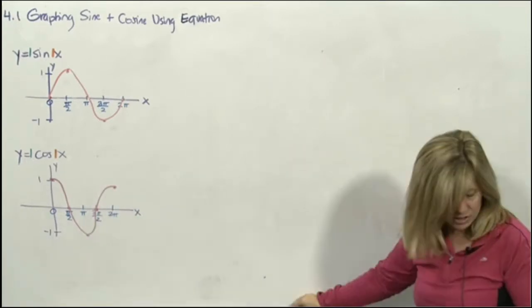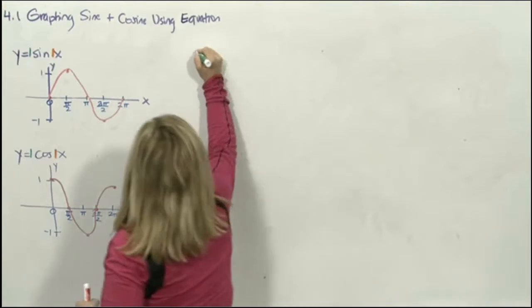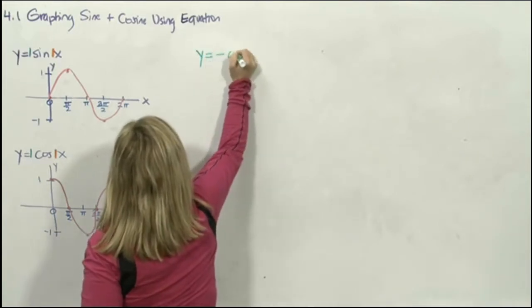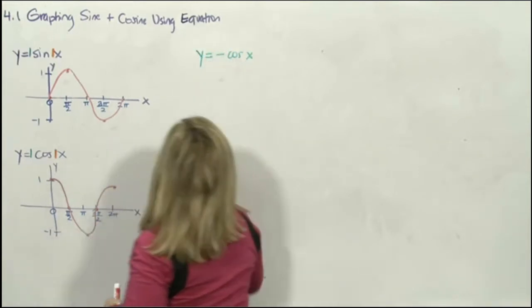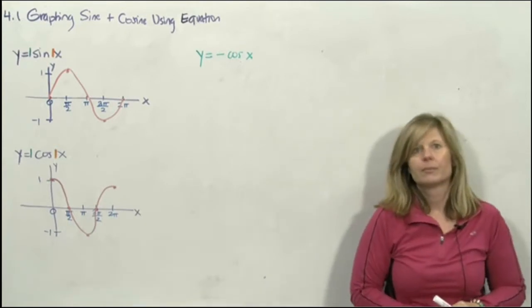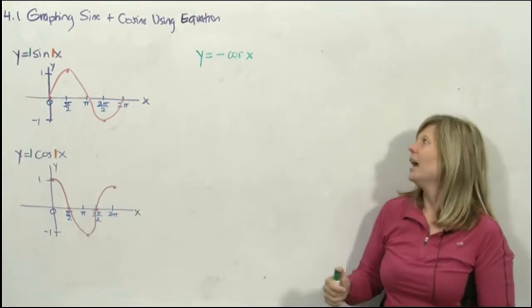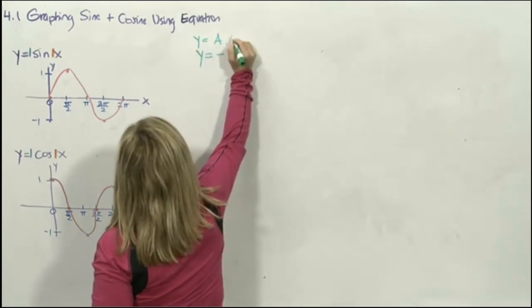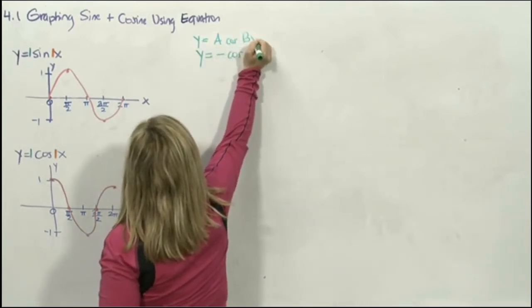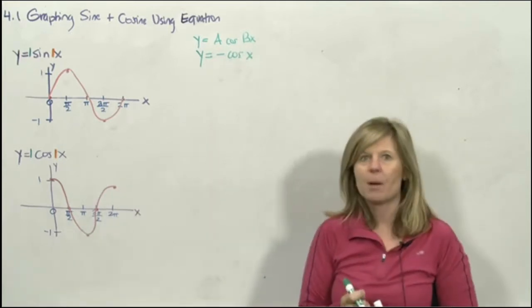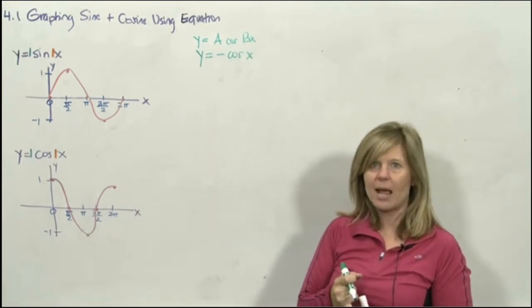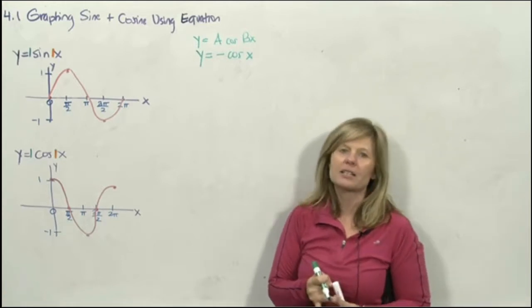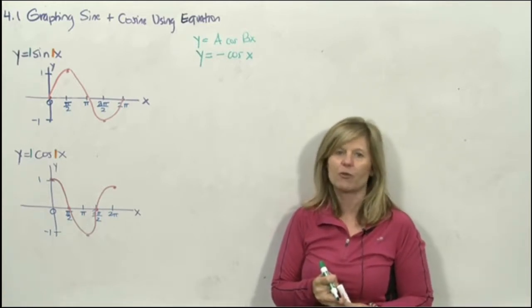The next equation I want you to graph is y equals negative cosine x. Everybody good? So again, you're memorizing y equals a cosine bx. According to that, there's a number in front connected by multiplication, that's your amplitude, and there's a number connected by multiplication to the angle, that's your frequency.